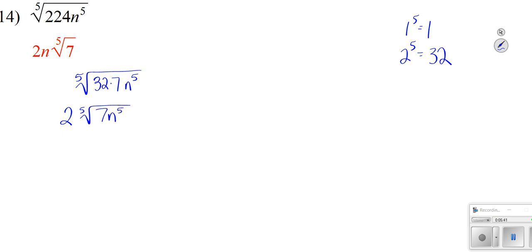How many n's can I take out at a time? I can take out 5. The 5th root is saying what number multiplied by itself 5 times would equal n to the 5th, and the answer is n. 5 n's, n to the 5th. So that whole thing, the n, is going to come out front, and it'll be 2n times the 5th root of 7.